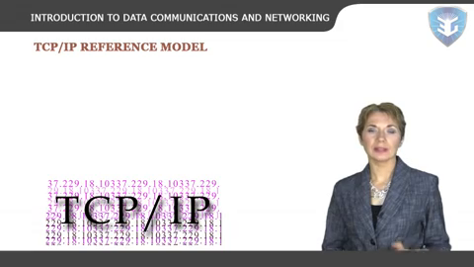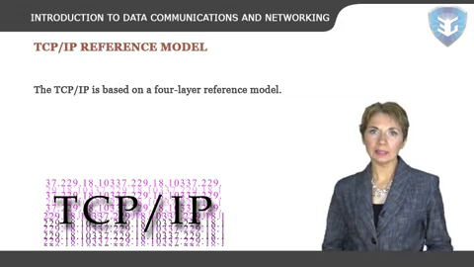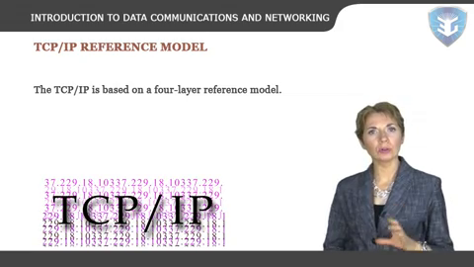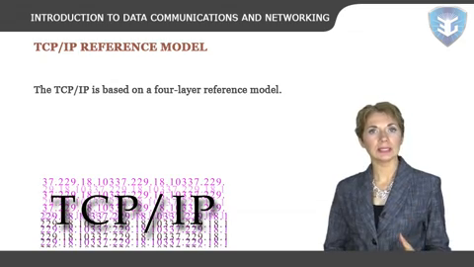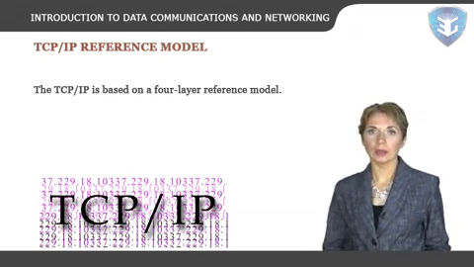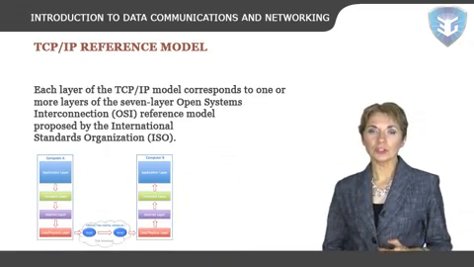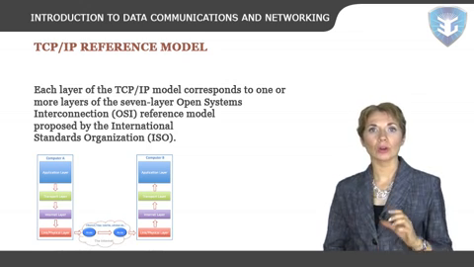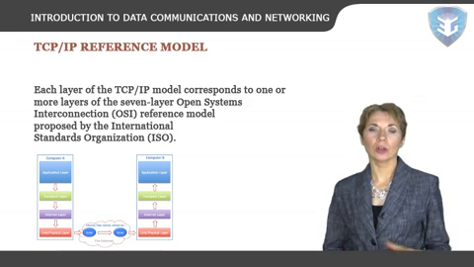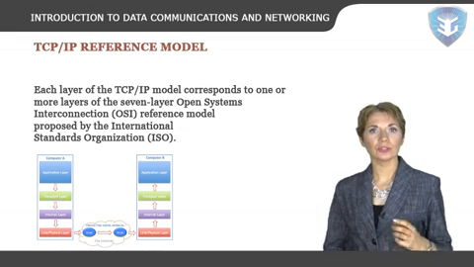Here we will discuss the TCP/IP reference model. The TCP/IP is based on a 4-layer reference model. All protocols that belong to the TCP/IP protocol suite are located in the top 3 layers of this model. Each layer of this model corresponds to one or more layers of the 7-layer Open Systems Interconnection, or OSI, reference model, proposed by the International Standards Organization, or ISO.